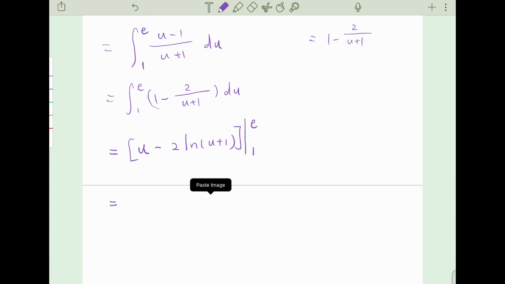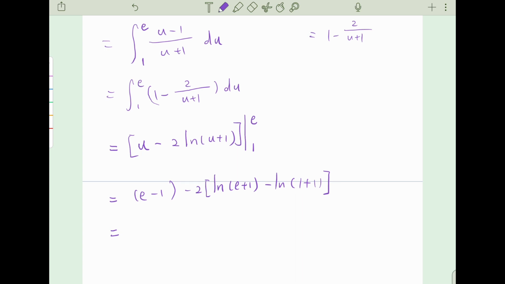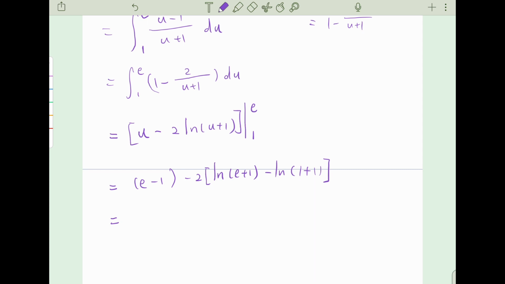And then plug in your upper bound and lower bound. You have e minus 1, minus 2 times ln of e plus 1 minus ln of 1 plus 1. The final answer becomes e minus 1 minus 2 ln of e plus 1 plus 2 ln 2.